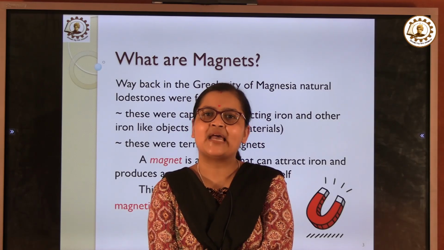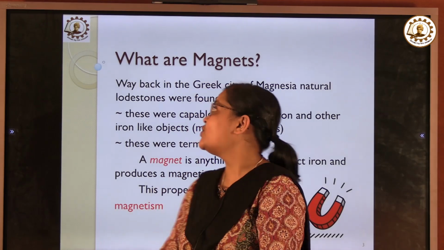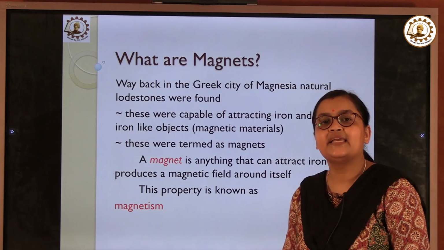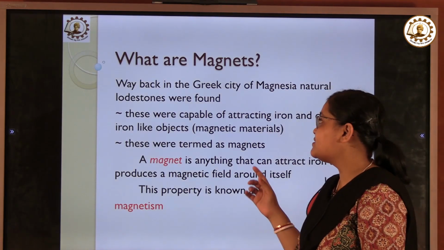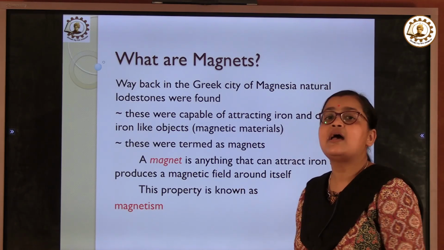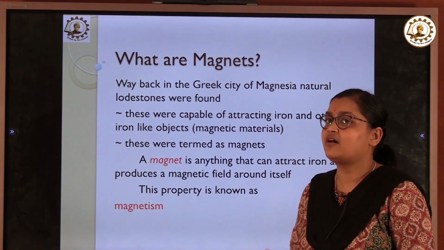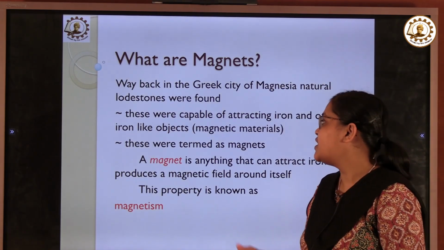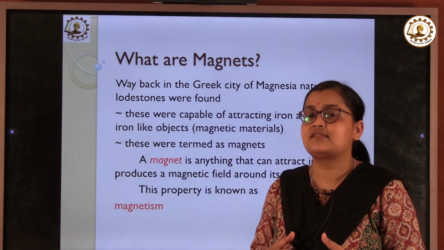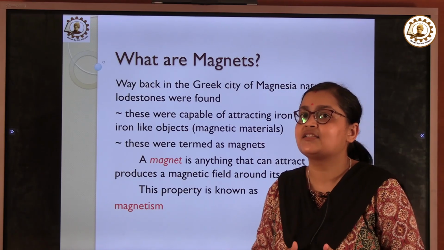Now magnets are something which are highly fascinating, and we all know what magnets are. So dating back to the Greek city of Magnesia, many natural lodestones were found, and these lodestones were capable of attracting iron particles or magnetic materials. So a magnet is something which can attract iron and other magnetic materials towards itself. And this property by which the magnet attracts these magnetic materials towards itself is known as magnetism.